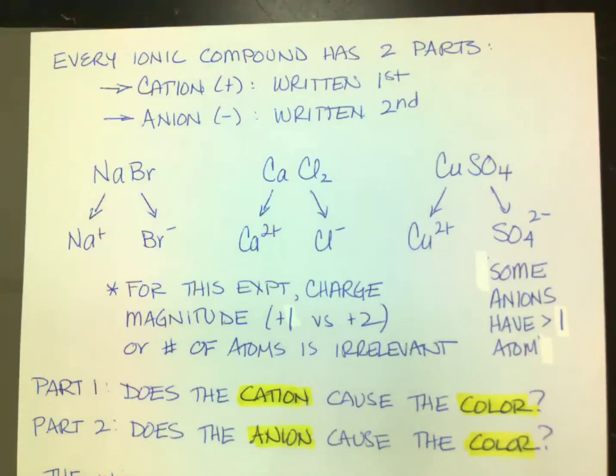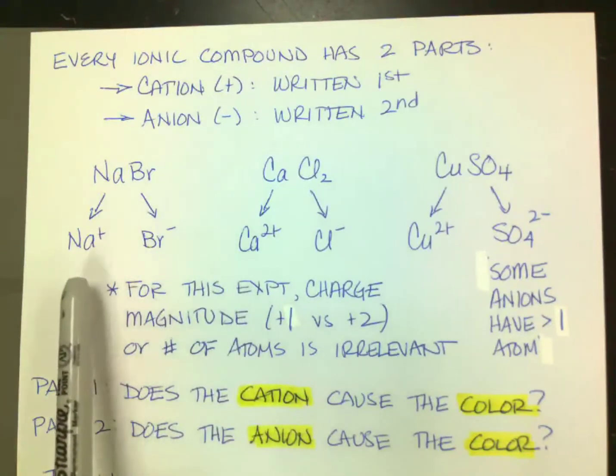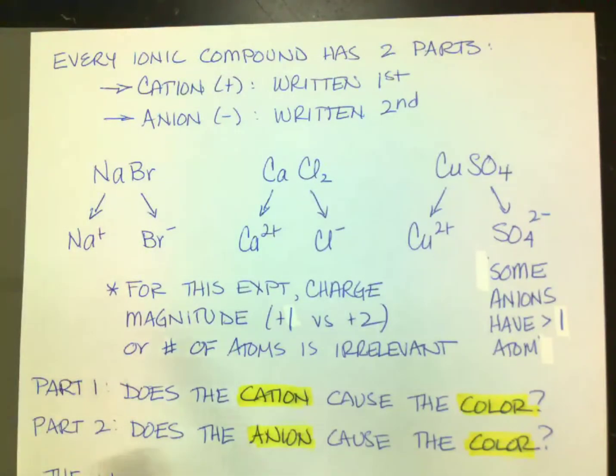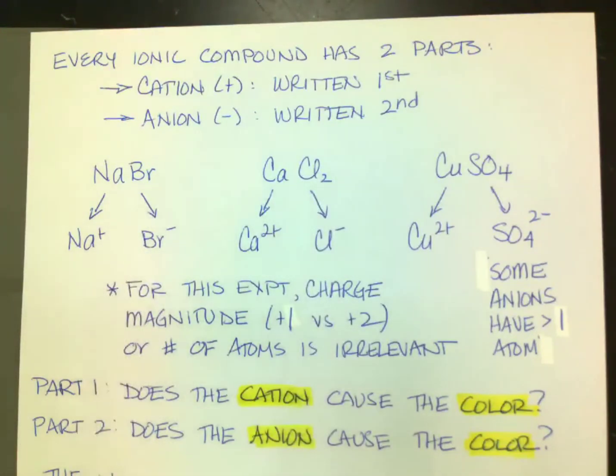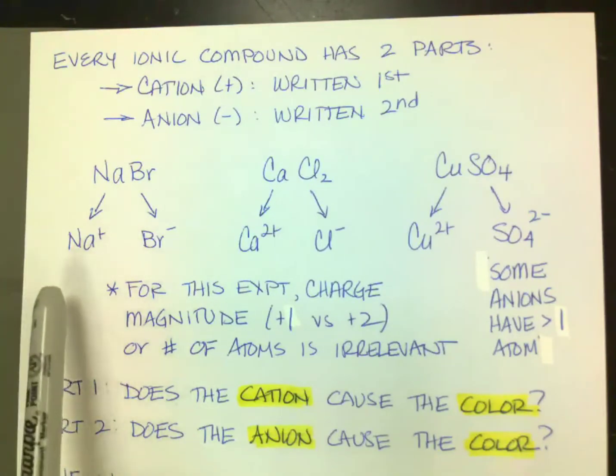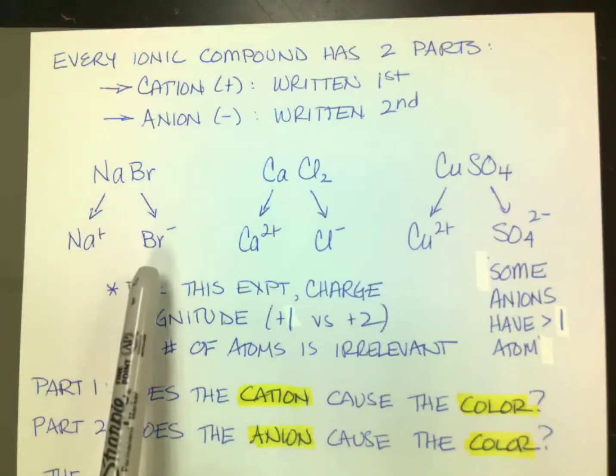Now for this experiment, the magnitude of the charge, whether you're dealing with a +2 or +1, and the number of atoms, so here I have 2 chlorines or 2 chloride ions, here I have 1 bromide ion, it's irrelevant. It really doesn't matter. All we're looking at is the cation and the anion.